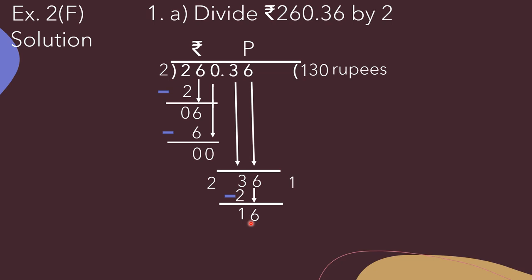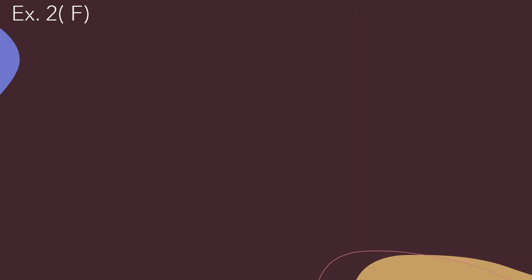Now we have to divide 16 by 2, and 16 divided by 2 is equal to 8. So here we will write 8 at quotient place and 16 below 16. Now we have to subtract. So 6 minus 6, 0, 1 minus 1, 0. So what is the answer? That is 130 rupees and 18 paise. Now we have to write it collectively like this. Answer is rupees 130.18.